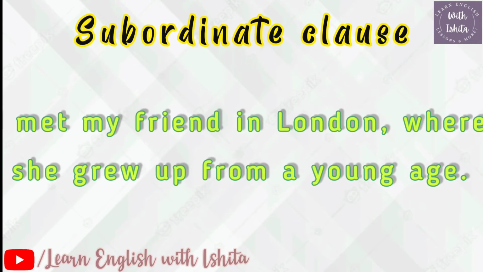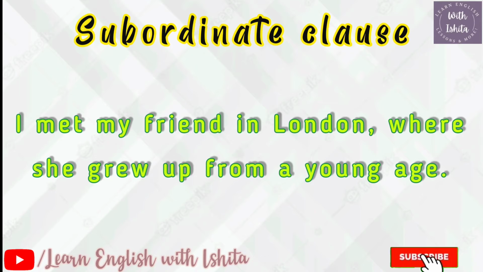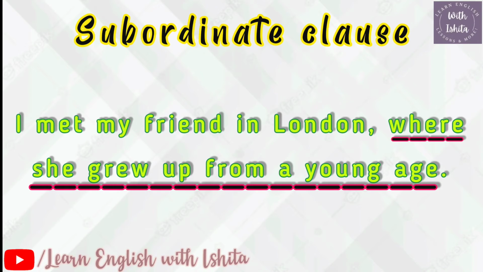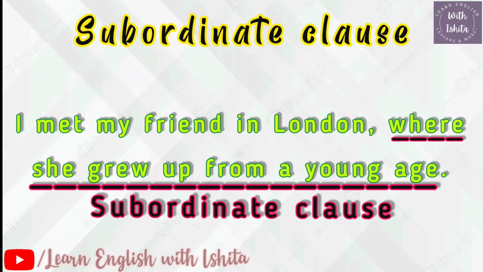For example, I meet my friend in London, where she grew up from a young age. In the sentence, where she grew up from a young age is the subordinate clause.